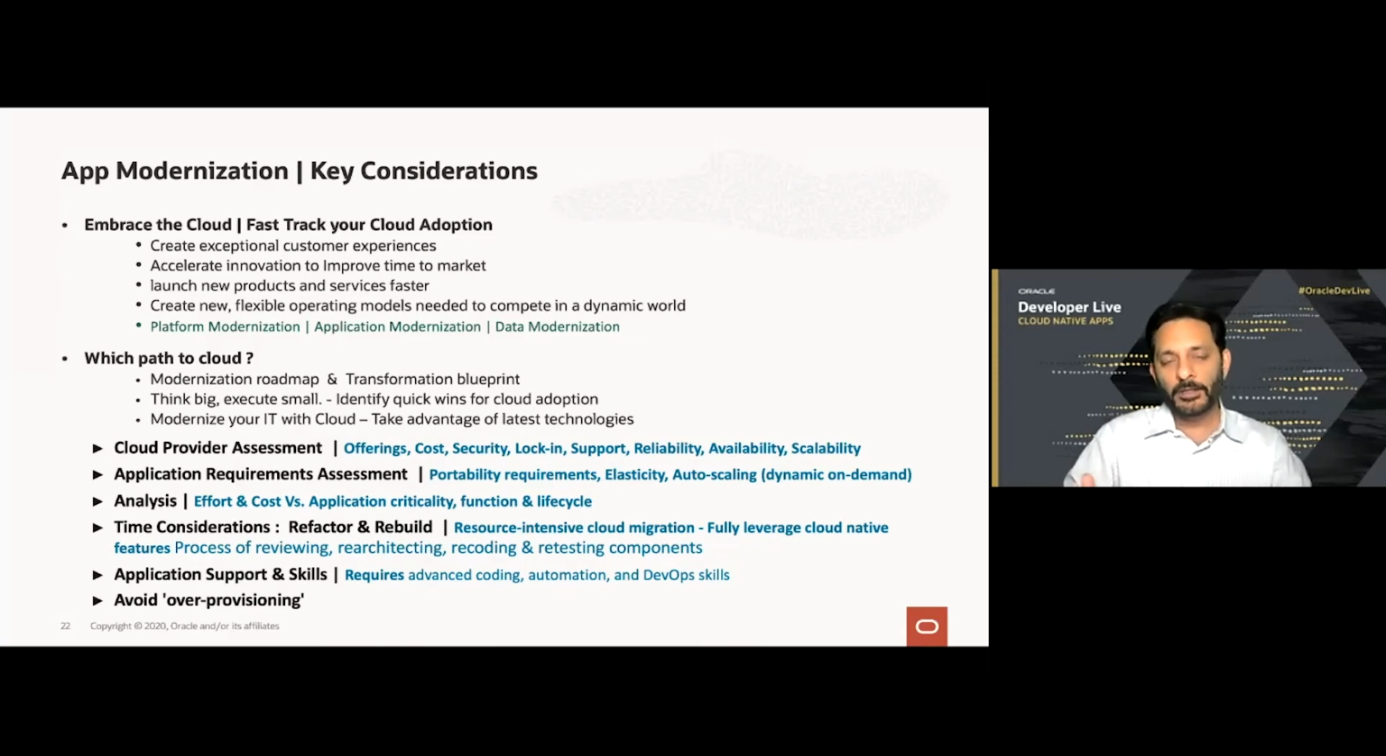Platform modernization, application modernization, and data modernization are key aspects to moving to the cloud. And Oracle Cloud Infrastructure offers you the right platform, the cloud native opportunities that you can use across your custom applications to move them to the cloud. And what paths to the cloud? You can modernize. The most important fact is to modernize your applications. But prior to doing that, modernize your roadmap, transform your blueprint.